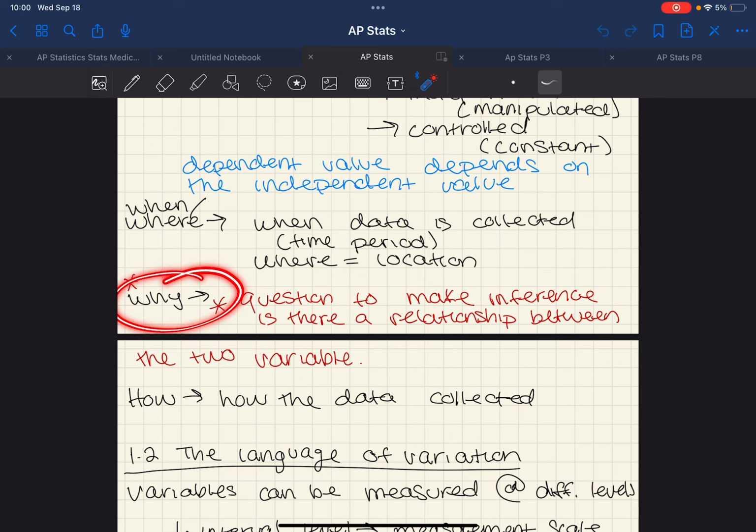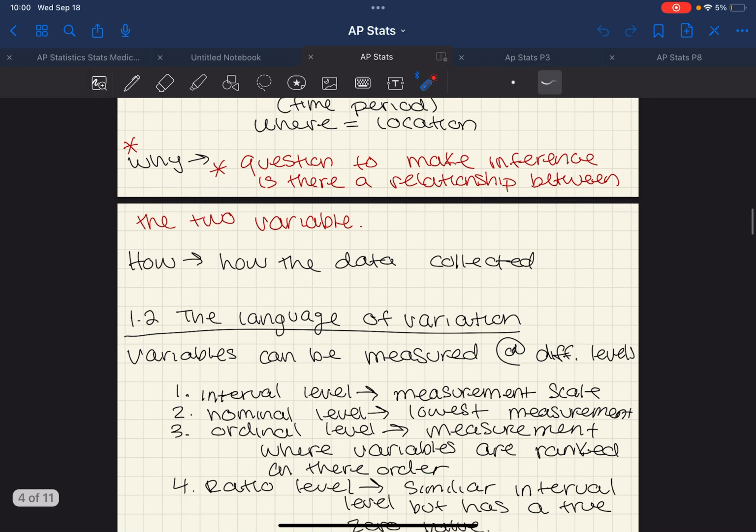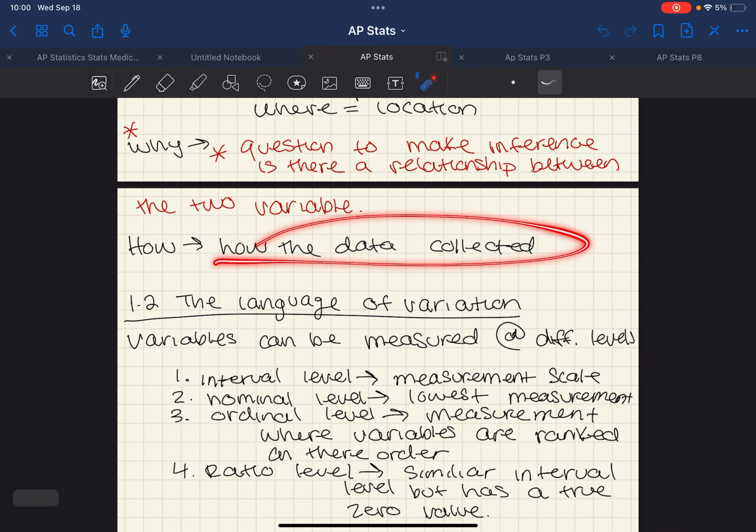The why is the most important. The why of data is the question we ask in order to make a prediction between the relationship of the variables. How is how the data is collected. So I want you to think like if you were to give a survey or if you were to just go and make an observation and collect data on your own. So it's how the data is collected.